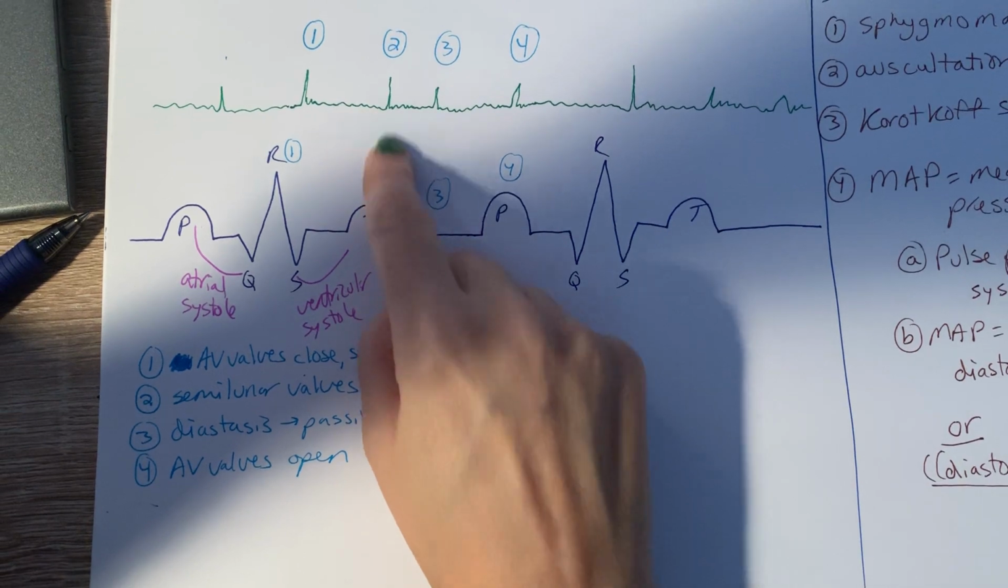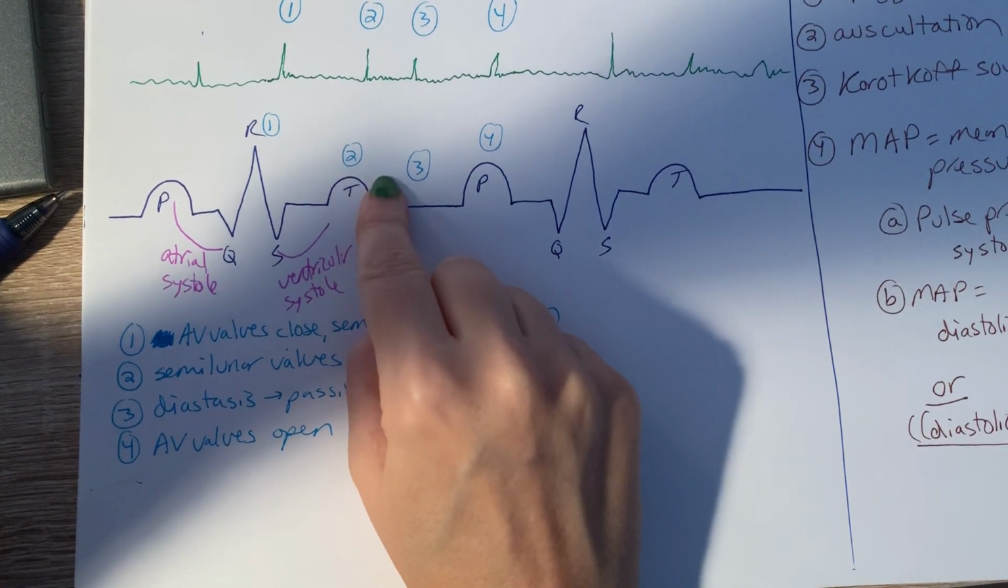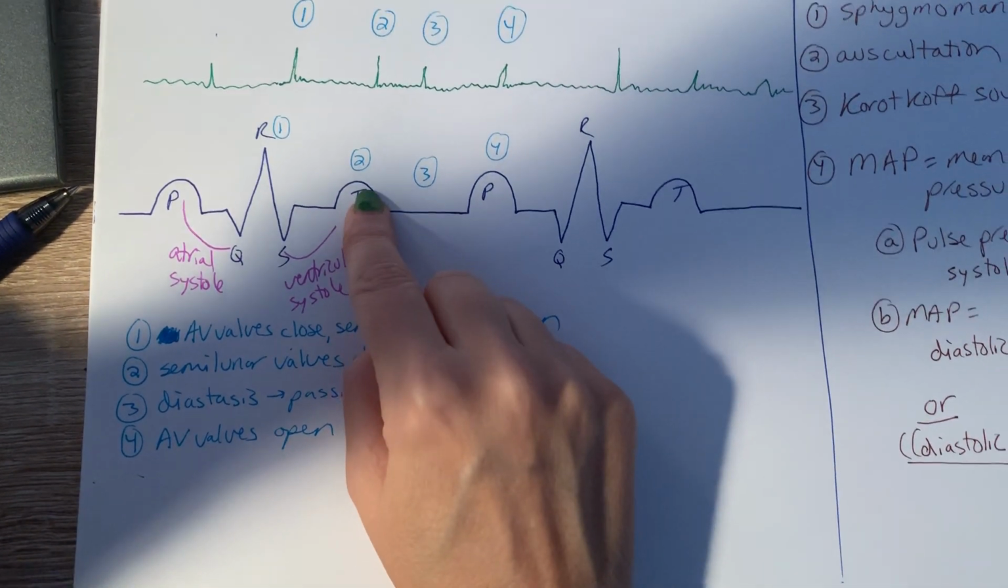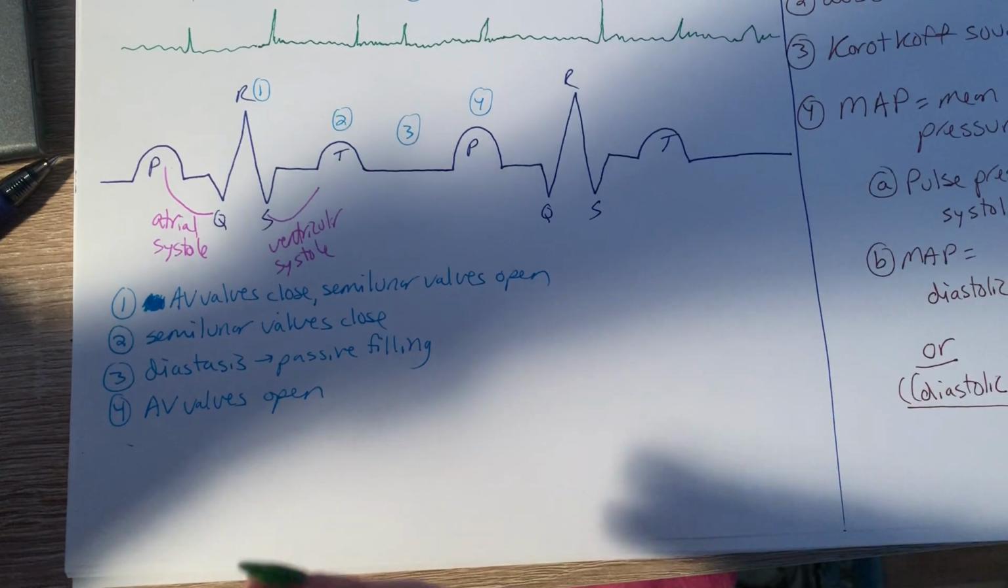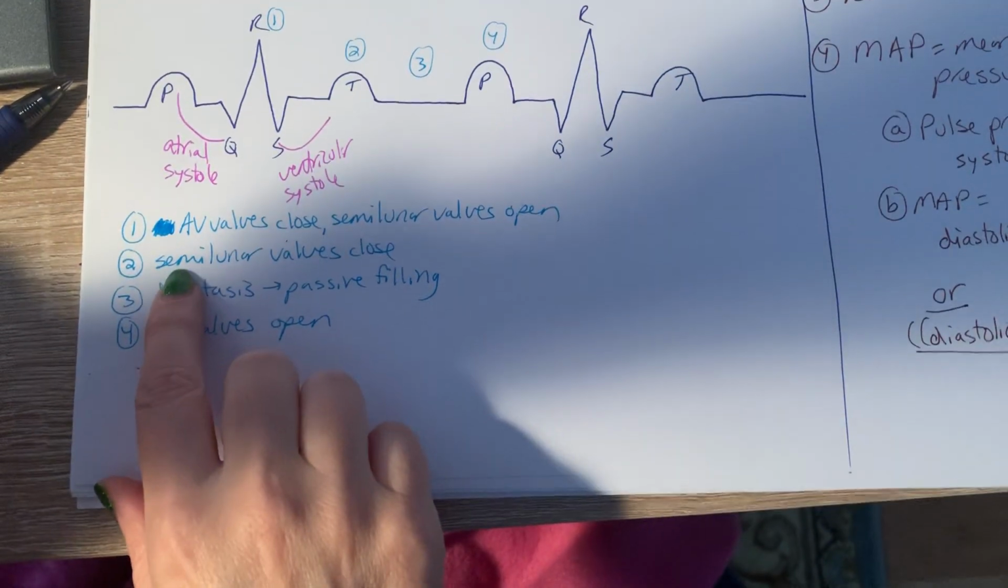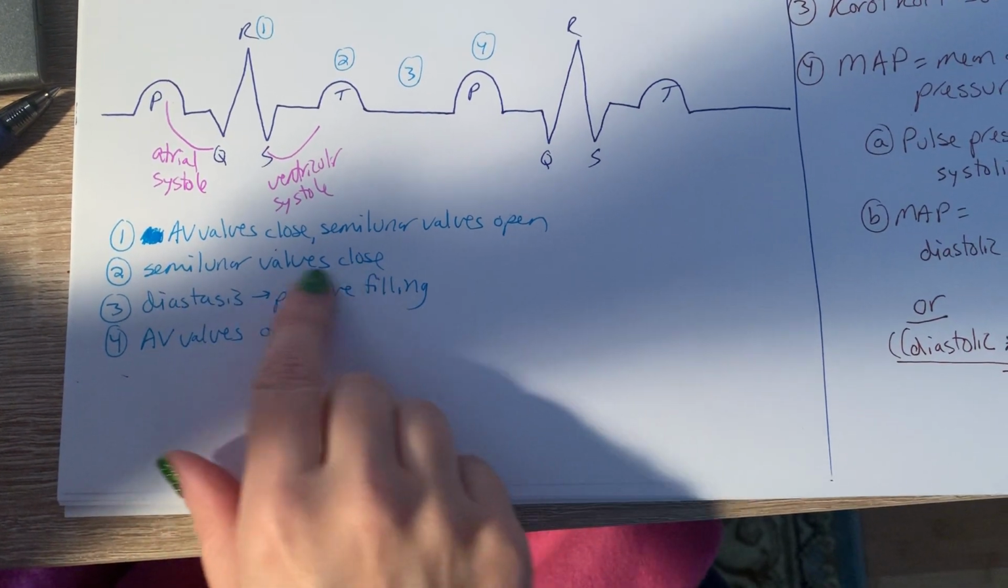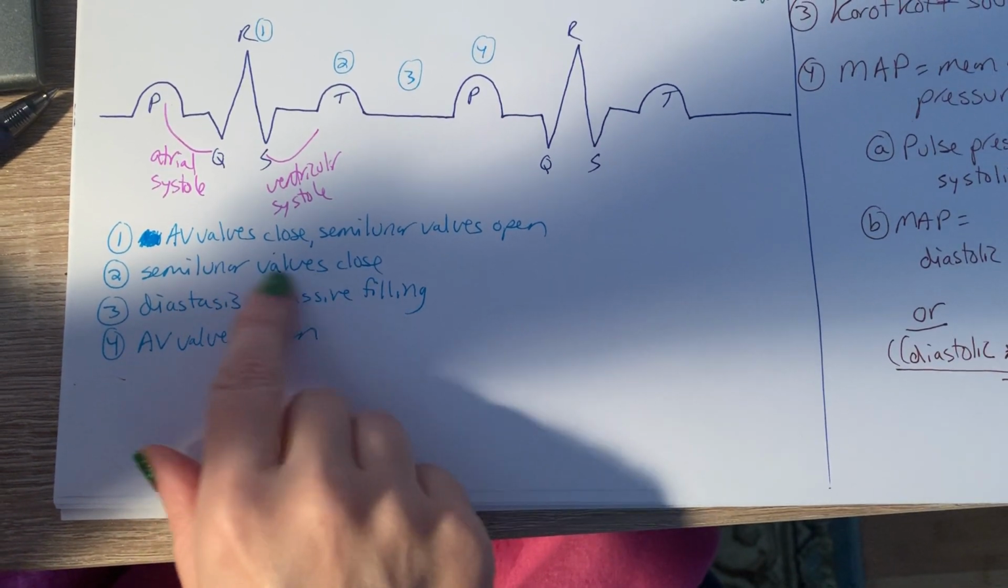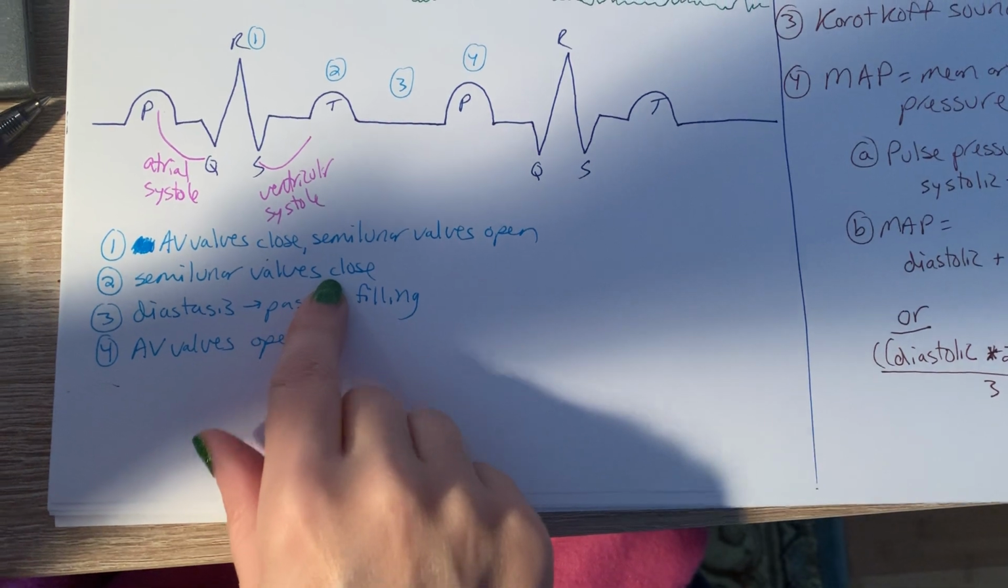Now heart sound number 2, associated with the T. So this is where the ventricles are relaxing. We don't want the blood to fall back down from the aorta and the pulmonary trunk. So those semilunar valves will close and prevent that from happening. So that's what's happening at sound 2.